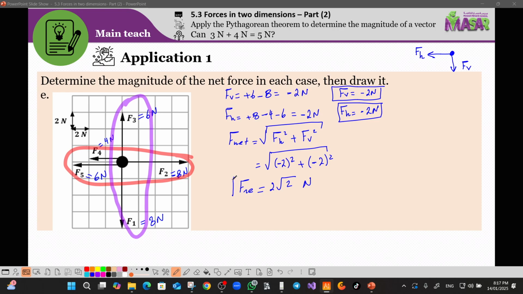How can we draw it? Remember that to draw the F net, we complete the shape to the rectangular shape with this one. This is the rectangular shape, and then we connect the corner to the corner, or we construct the diagonal. This diagonal will indicate the direction of F net. So this is the direction of F net.